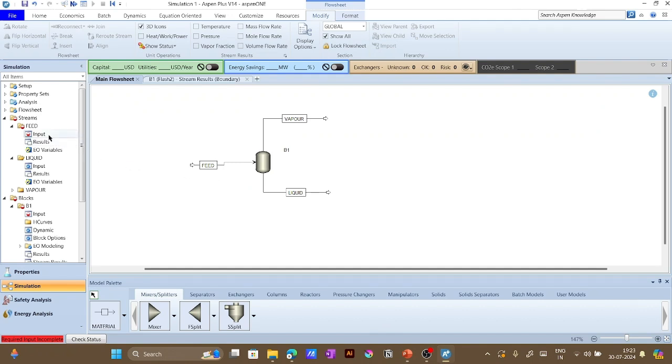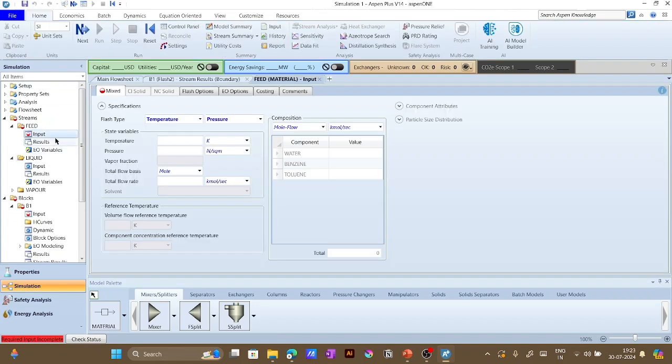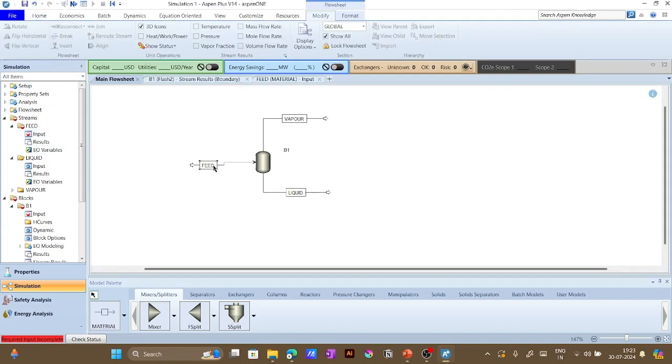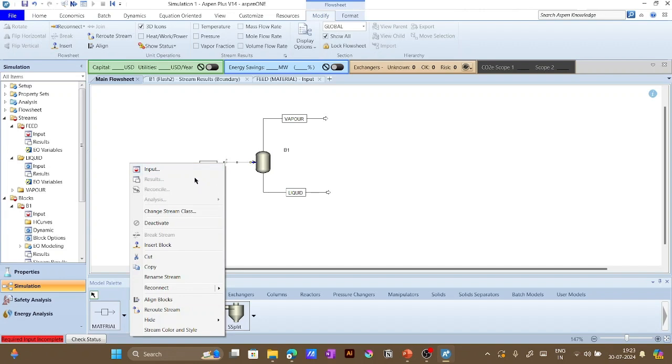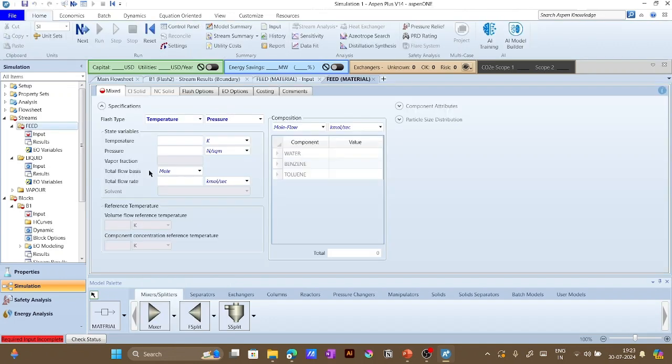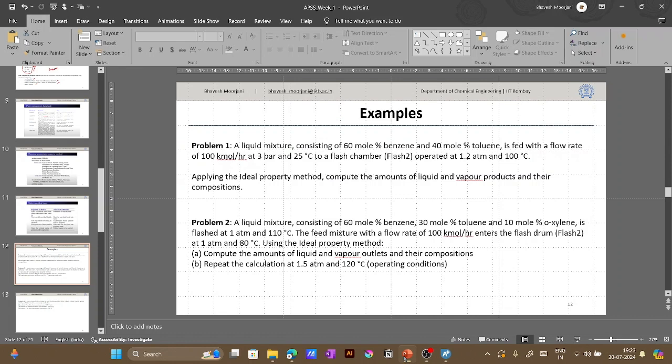So I want to specify the feed parameters. From this side panel you can provide the parameters, or when you click onto this feed stream and do a right click, you can get the related options. So I want to provide an input, so go to the input part. I know the composition, temperature and pressure.